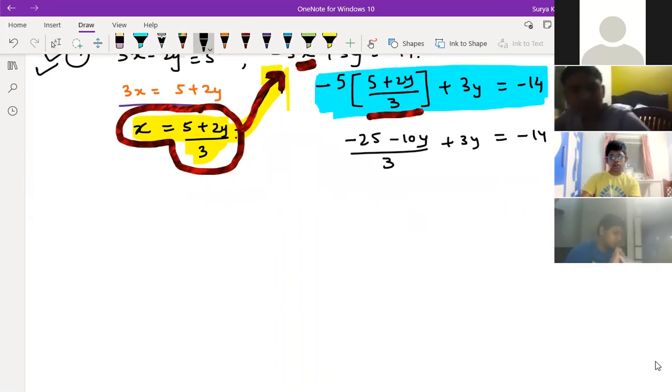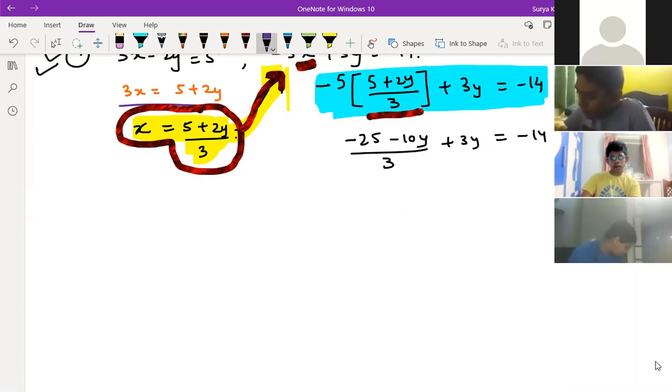Okay. Now what to do? Tell me. Sir, minus 35 by 3 plus 3y is equal to minus 40. Minus 35y. This is wrong. Because see, children, here we can't add minus 25 and 10y. Because this is constant.